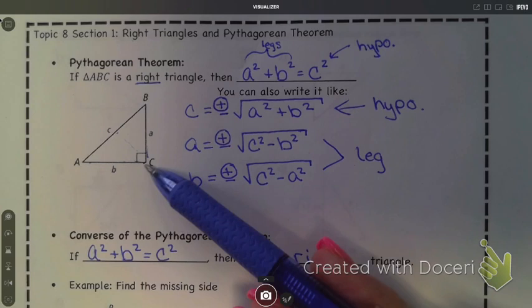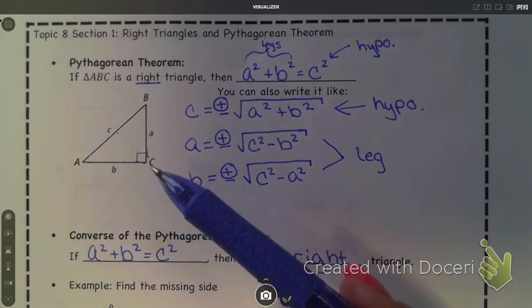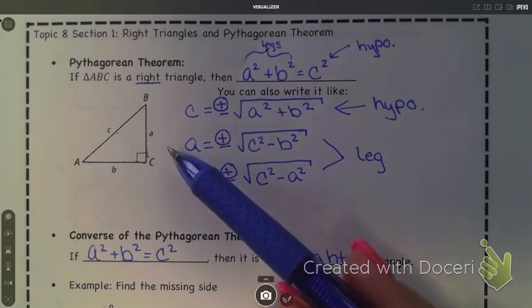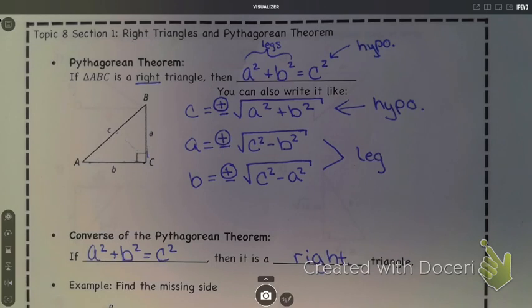We said C is always the hypotenuse, and we said two characteristics. It's across from the right angle, but if you don't know which one's the right angle, how do you know which one would be C? It's the longest side. So do you need to know both of those characteristics? Yes.